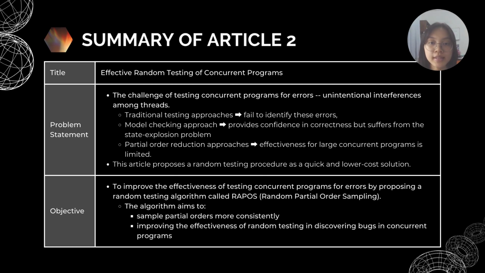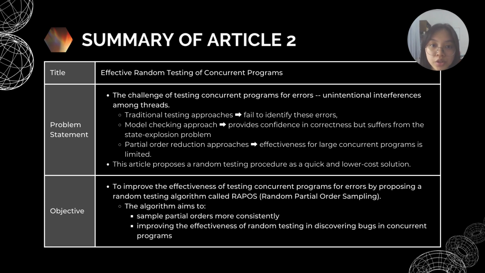Next, I'm going to present the second article. The title is Effective Random Testing of Concurrent Programs. For the problem statement, this article addressed the challenge of testing concurrent programs for errors due to unintentional interference among threads, such as data race and deadlock.